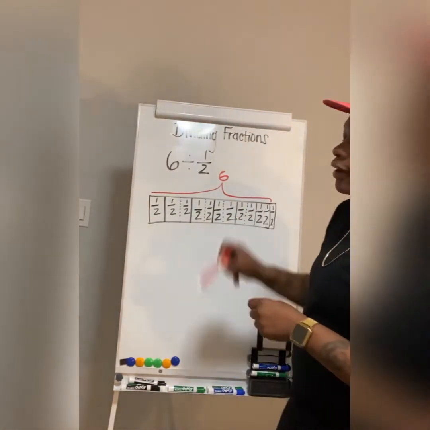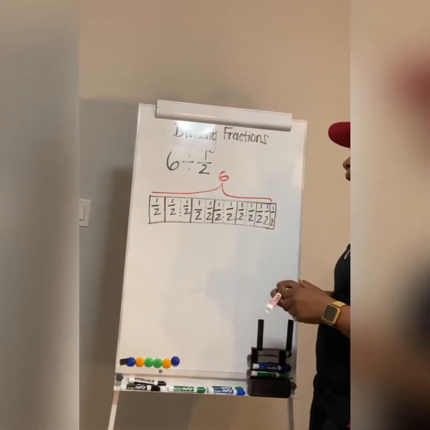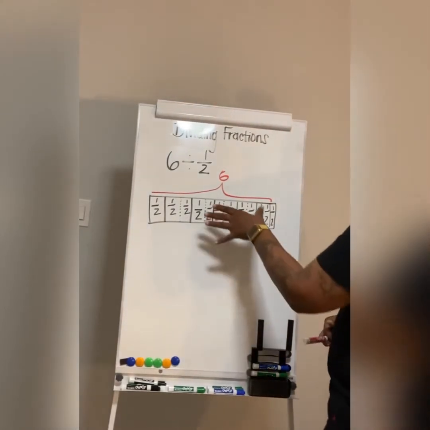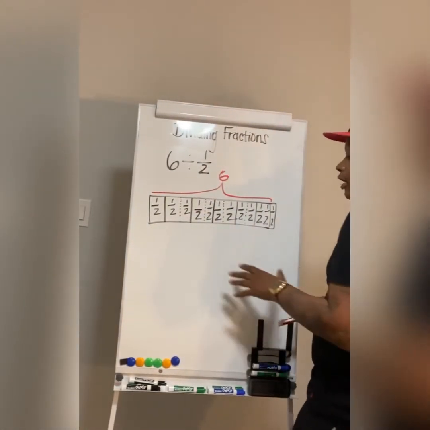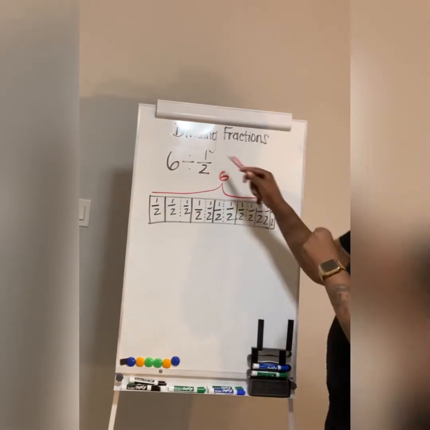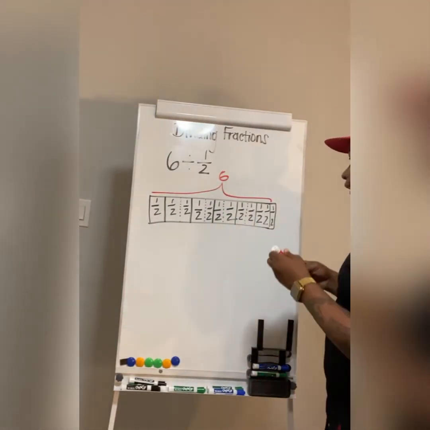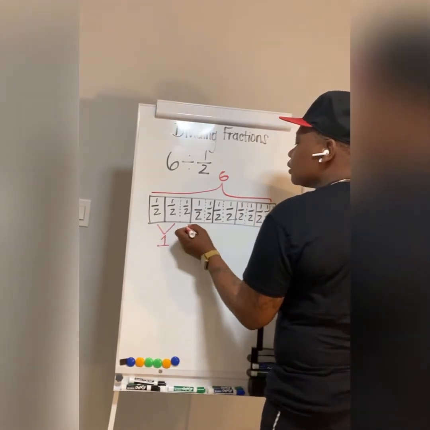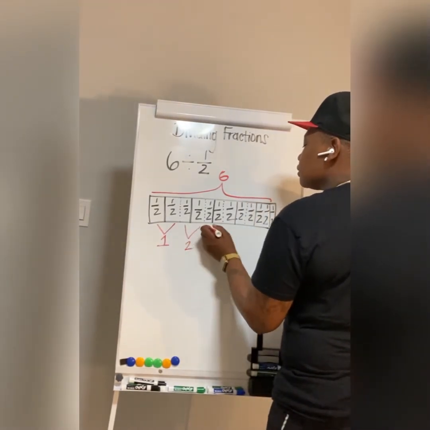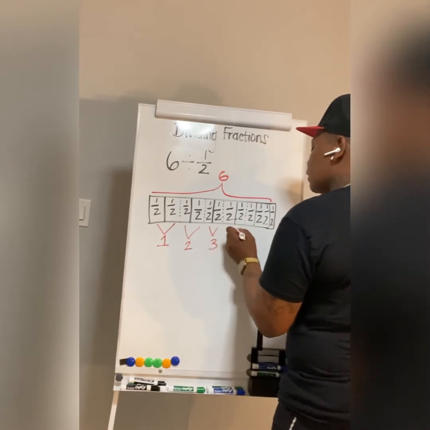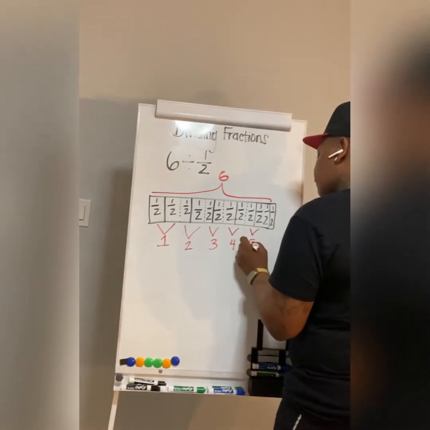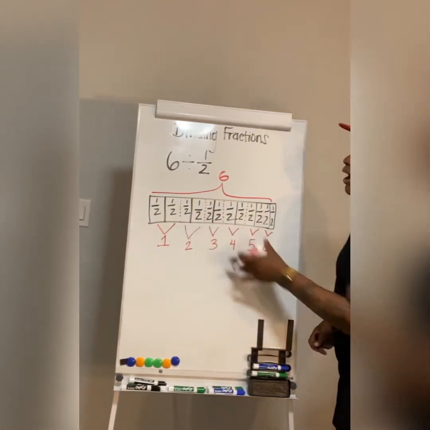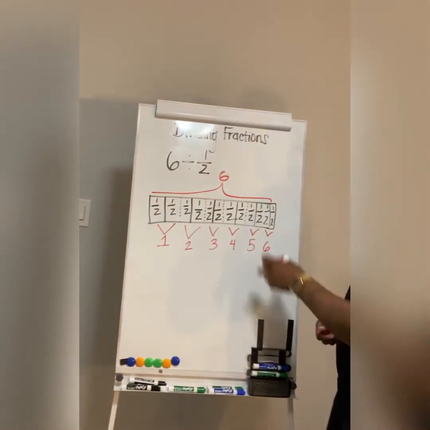So I want to figure out 6 divided by 1/2. So if I had to model this, this is how this will look. So it tells me I have 6 divided by 1/2. So how many 1/2 would it take me to get to 6? So let's take a look here. So I have 1, 2, 3, 4, 5, 6. So these are 6 pieces that give me the 1/2.